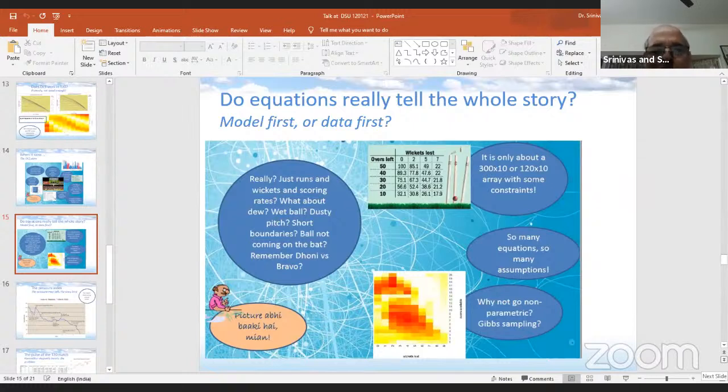But are these the only two things that decide? Well, the Duckworth-Lewis mathematical model thinks that these are the only two things that decide. What about dew? What about a wet ball? You've seen IPL. If there's dew, people can't hit because the ball doesn't come up. When Dhoni swings his bat, the ball would have gone for a six, but he'll either get caught, or mistime it completely, or just lose it and get bowled. What about a dusty pitch where the bounce is not good? What about short boundaries? What about balls not coming on to the bat?